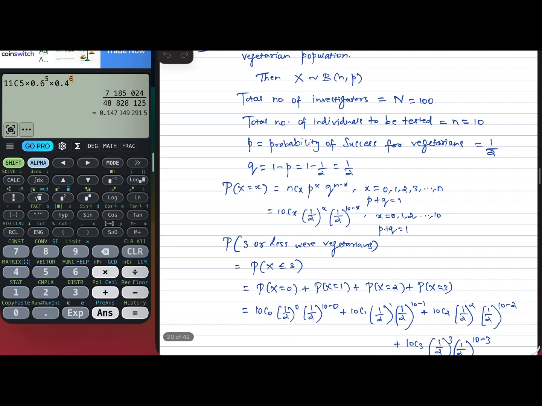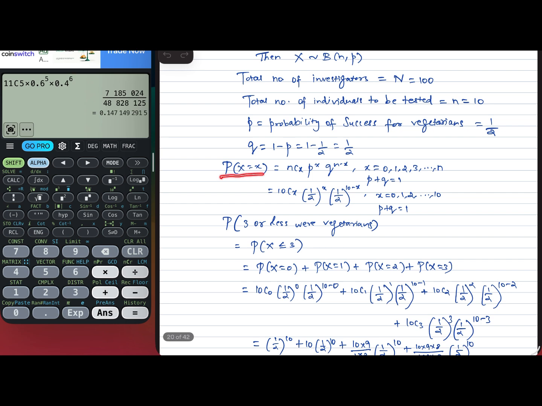Now, to compute the probability mass function, you have the general formula nCx p^x q^(n-x). Here the value of n is the number of people taken for testing, which is 10, so it is 10Cx. Half is the vegetarian population and the other half is the non-vegetarian population. So it is p^x q^(10-x), because x runs from 0 to 10, and the probabilities of success and failure sum to 1.